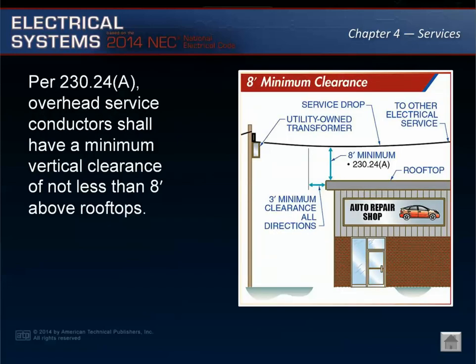The general rule for overhead service conductors requires that they be installed so that they are not readily accessible. Overhead service conductors shall not be easily reached. They shall not be installed so that they can be reached without the use of a ladder or portable means. This requirement does not pose a problem for most installations. One area of concern, however, is when the overhead service conductors pass over the roof. Per Article 230.24(A), overhead service conductors shall have a minimum vertical clearance of not less than 8 feet above rooftops.